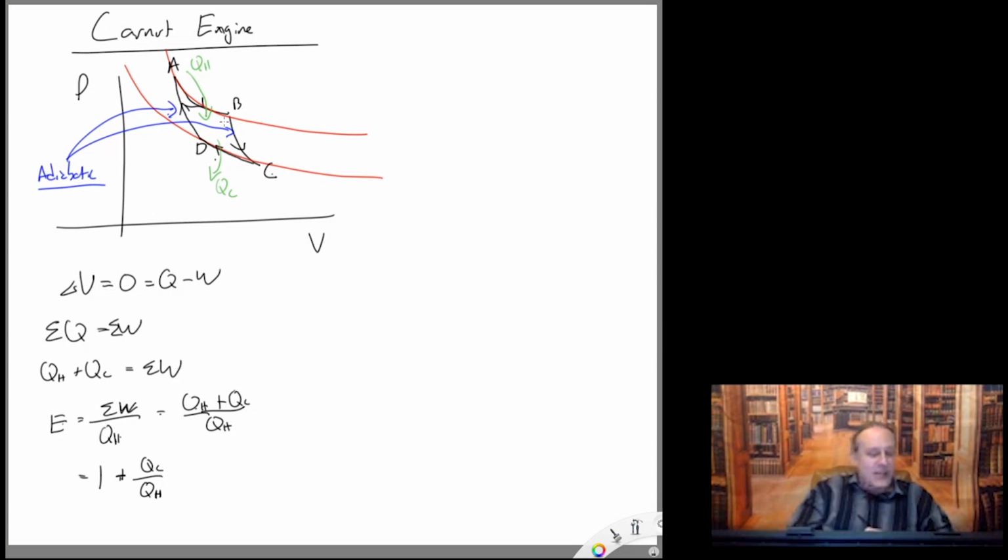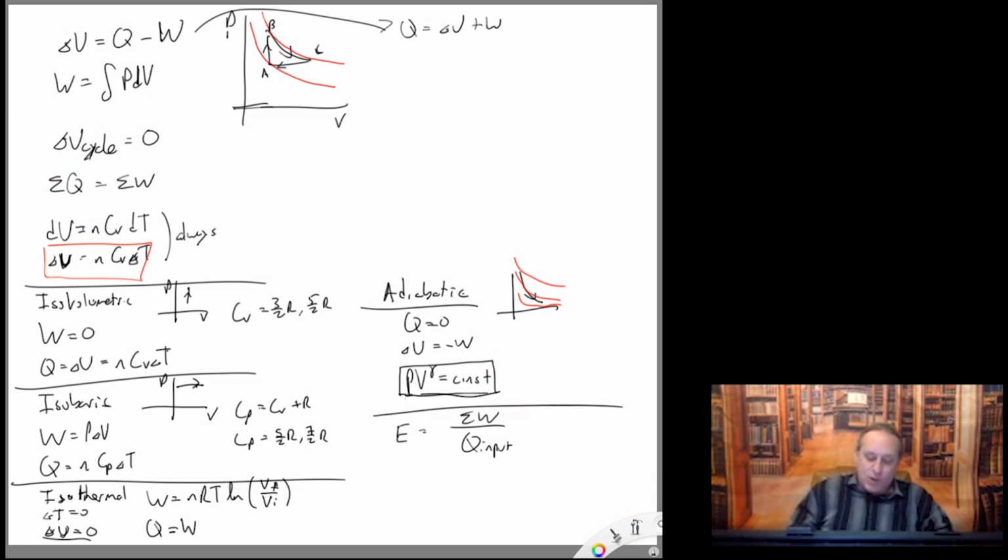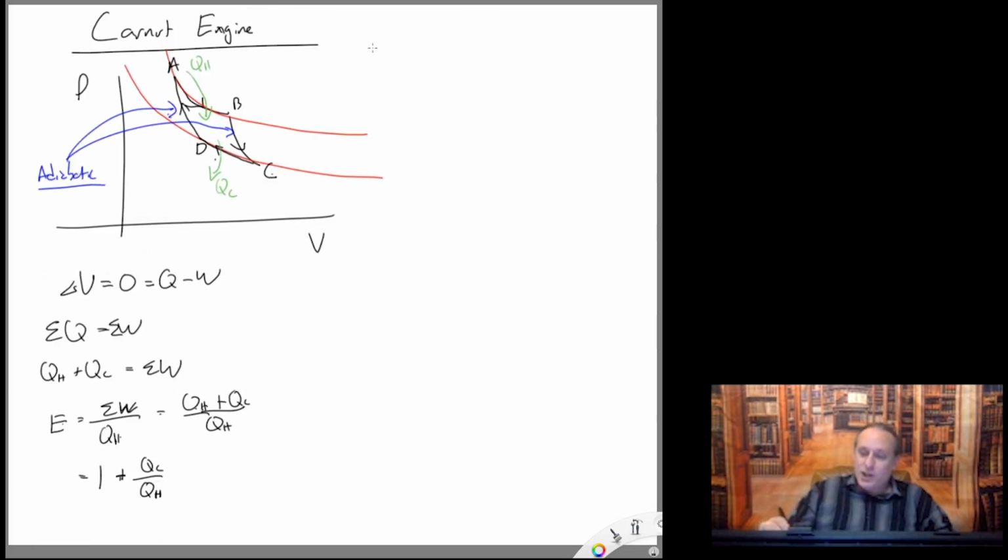So how do I find those heats? Well, remember, if we go back and look at our review, for isothermal, the Q is equal to the W, and for the W, we have a formula that we got through direct integration. So the value of Q is nRT times the natural log of the final volume over the initial volume. So I'm going to use that. My QH is nR times TH times the natural log of V final. I'm looking at segment A to B, so the final volume is VB over VA.